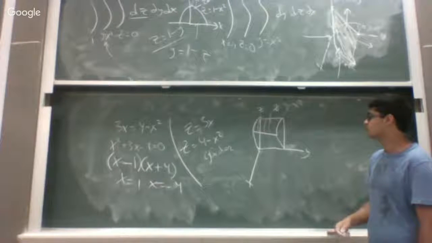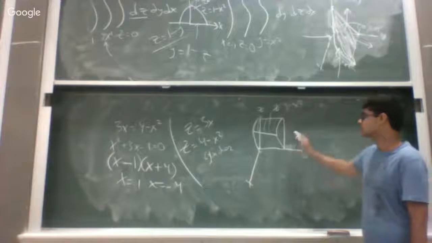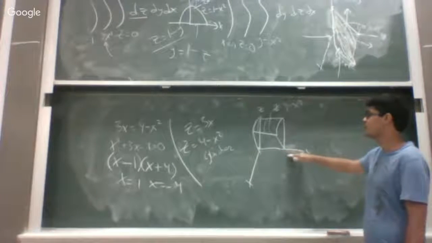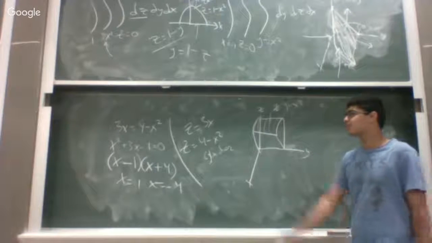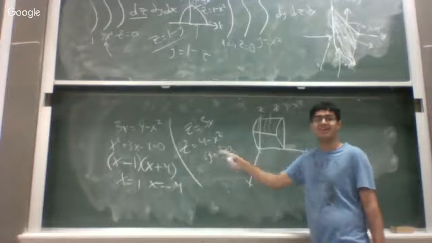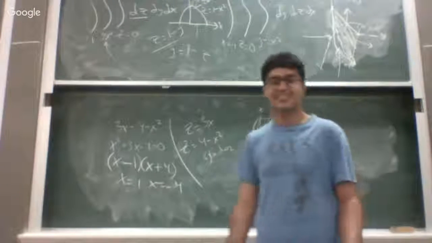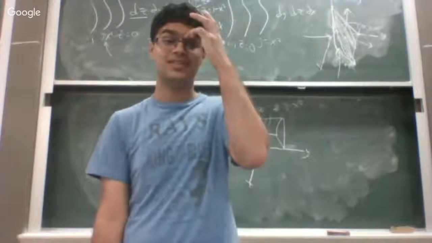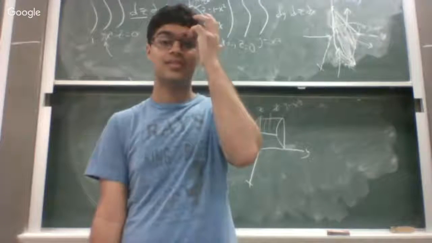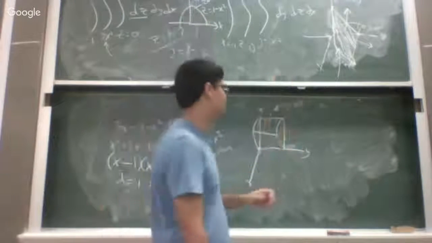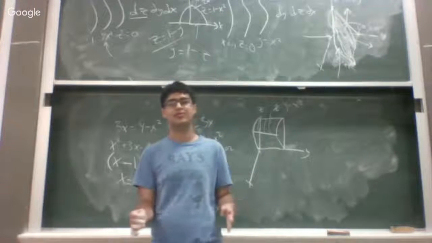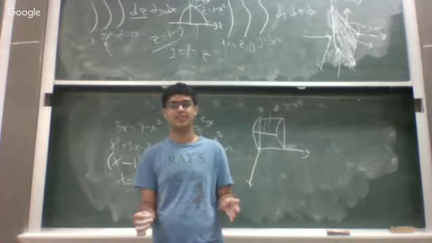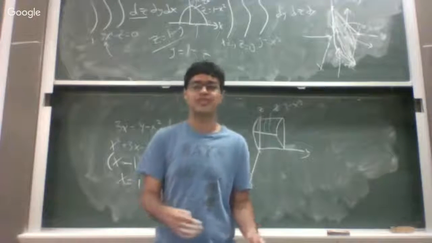Wait, so where do we find the y in this? Oh, no, y is 0. No, the y does change. Why not constant? But you don't need to know the equation for y to solve it. You just need to know the equations with x and z.